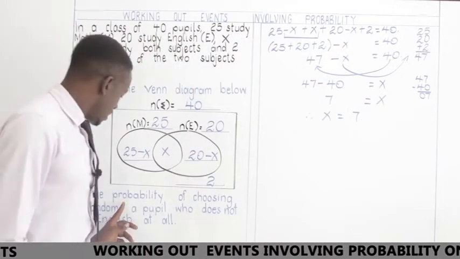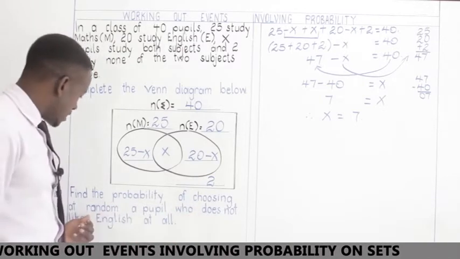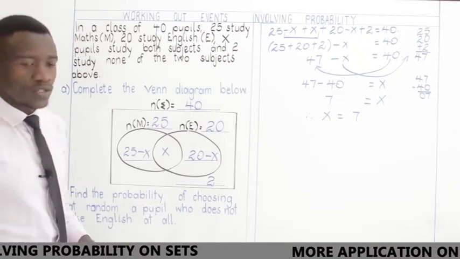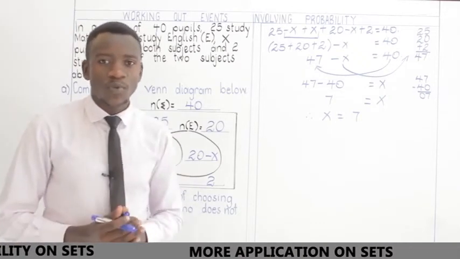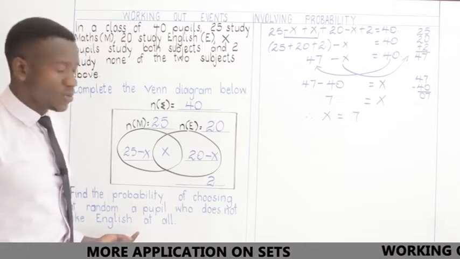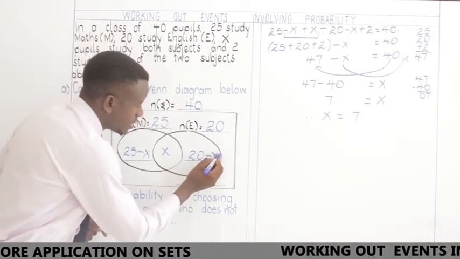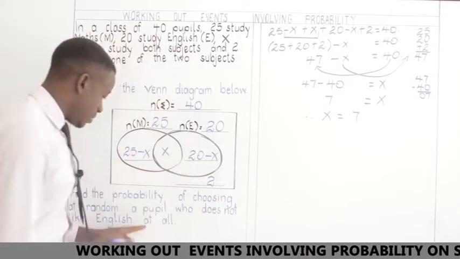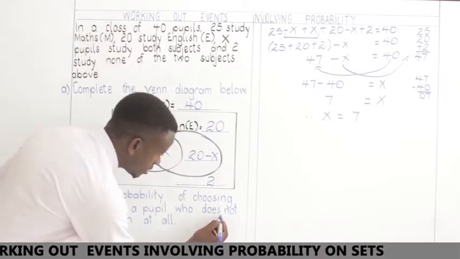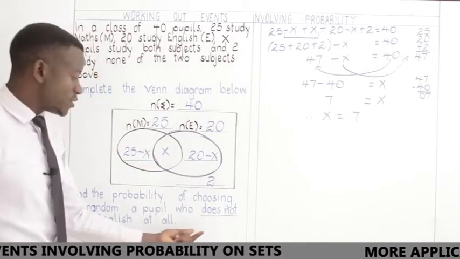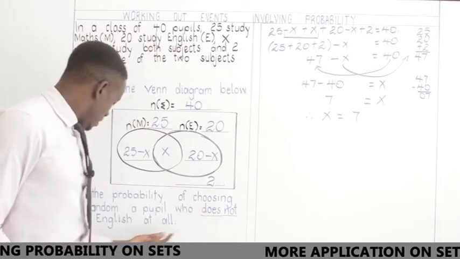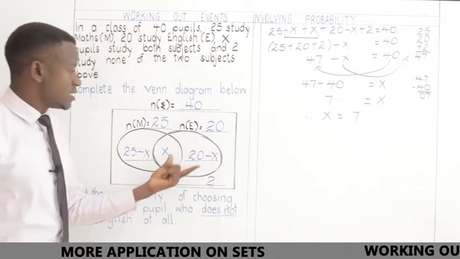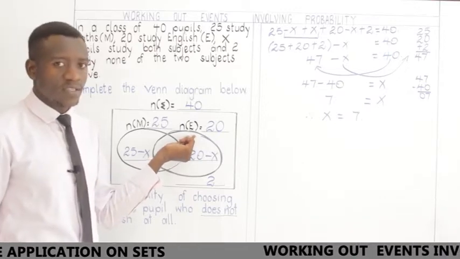But our question is asking for the probability of choosing at random a pupil who does not like English at all. So let's look at the number of pupils who don't study English at all. So we come and identify in our set, this is the set for English, but they don't, these ones, that pupil does not study English at all.